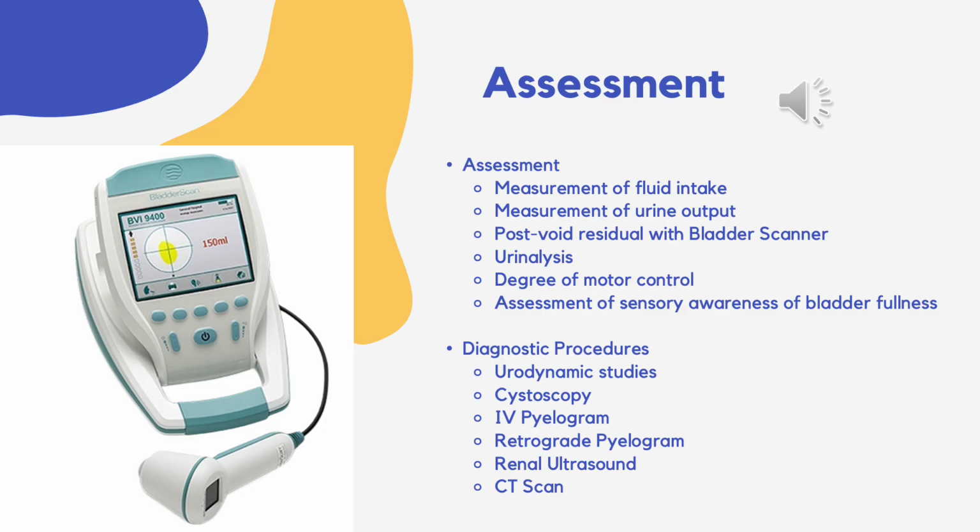Moving on to our diagnostic procedures. There are several specialized studies that can be conducted to further evaluate bladder function. Urodynamic studies analyze how well the bladder stores and empties urine. A cystoscopy provides a direct visual exam of the bladder and the urethra. Different imaging techniques such as an IV pyelogram or a retrograde pyelogram, renal ultrasound, or a CT scan all allow us to assess the structure and the functionality of the urinary system.